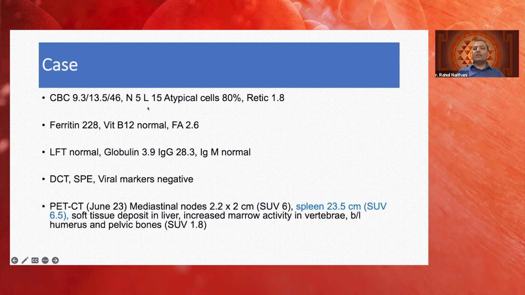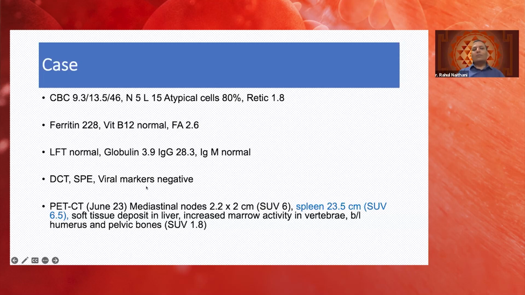Neutrophils were only 5%. CBC showed 80% atypical cells. Reticulocyte count was 1.8. The patient also had folate deficiency. Other parameters were more or less normal. His direct Coombs test, serum protein electrophoresis, and viral markers, because of AG dissociation, were done. They were negative. So we have a patient with massive splenomegaly who had definite tuberculosis, but post-treatment, a portion of his health improved, and a portion of his health continued to be the same.